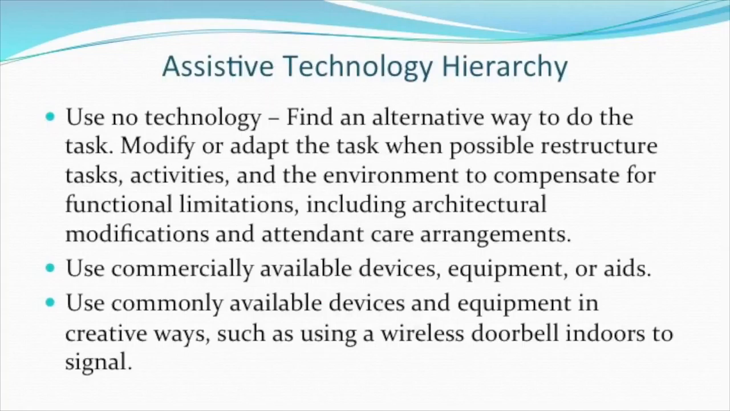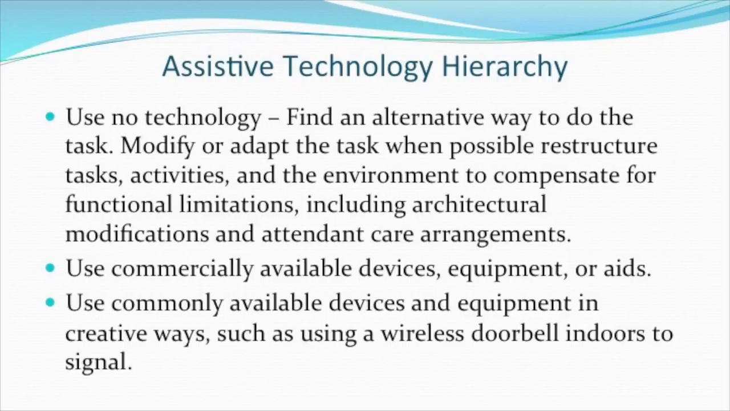Let's talk about the assistive technology hierarchy. It begins with the use of no technology, where you find an alternative way to do the task. You can modify or adapt the task when possible. You can restructure tasks, activities, and the environment to compensate for functional limitations, including architectural modifications or attendant care arrangements.